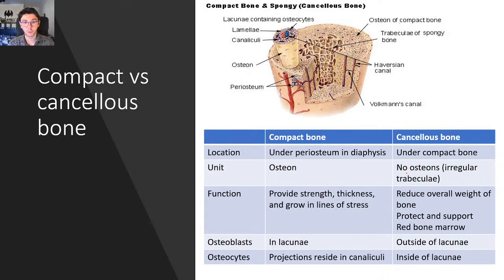So as we said before, parts of the bone are strong. This is your compact bone: strength, thickness, and it grows along the lines of stress. This is what ensures that your bones don't fall apart. Now the cancellous bone reduces the weight of the bone. They provide support and protection for the red bone marrow.